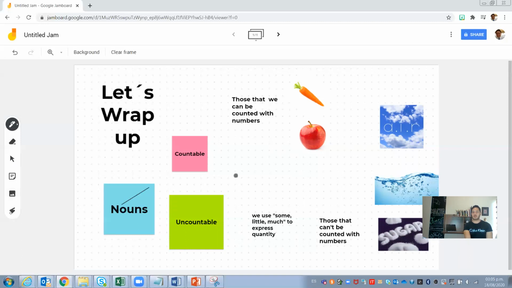We can connect countables with the idea, with examples. So we have uncountables with the idea that we use some, little, and much to express quantity, and they cannot be counted with numbers. And we have this example right here.